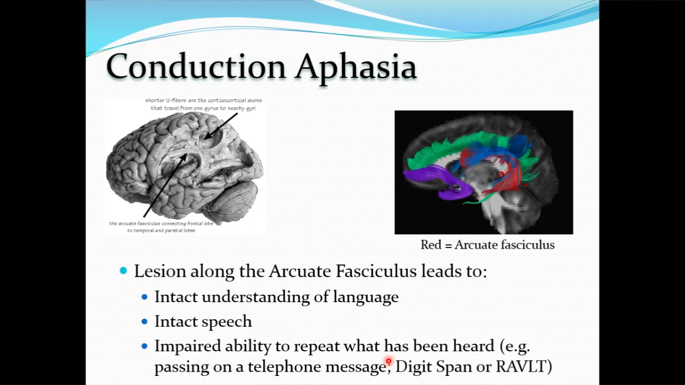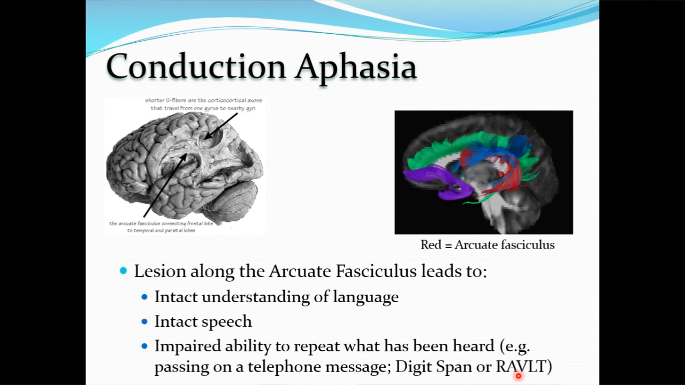And how we pick that up in daily living is, for example, if a person can't pass on a telephone message because they can't repeat what they've heard. But in our assessment, in practice, you can pick this up with digit span. You ask them to repeat what you've just said in the digit span forwards. If they have difficulty doing that, then you might suspect that they have this problem.